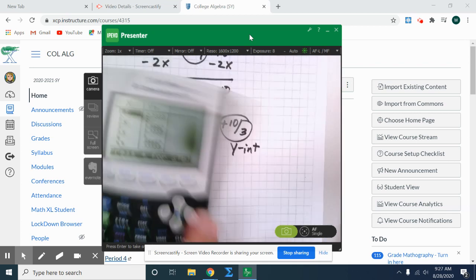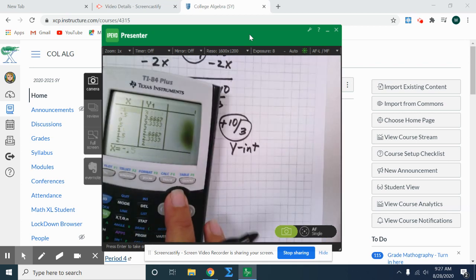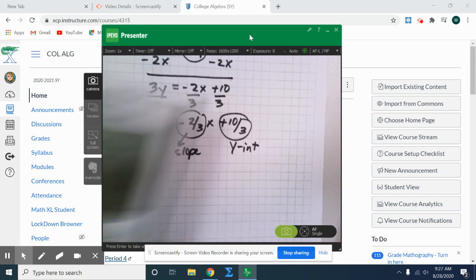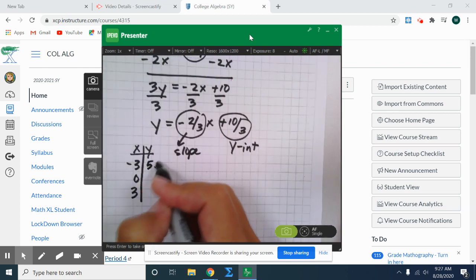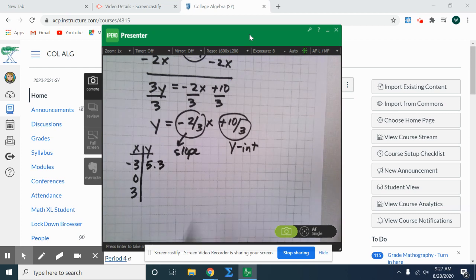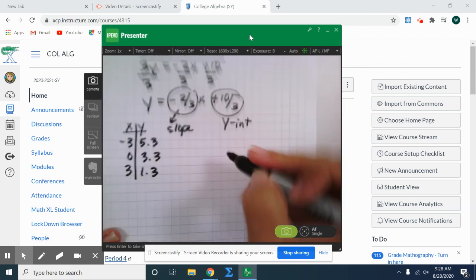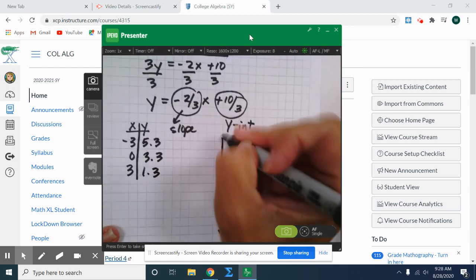When x is -3, I arrow up, y is 5.3. When x is 0, y is 3.3. And when x is +3, y is 1.3. Then I'm going to sketch a graph of it using those ordered pairs.